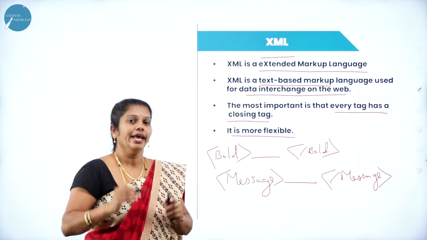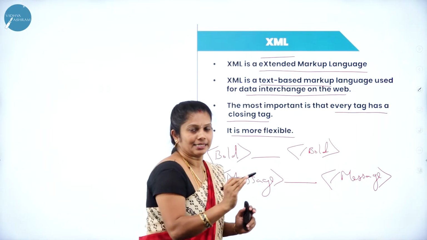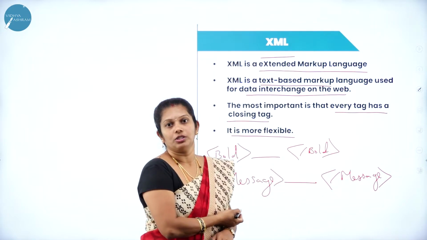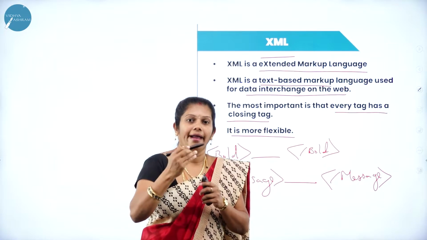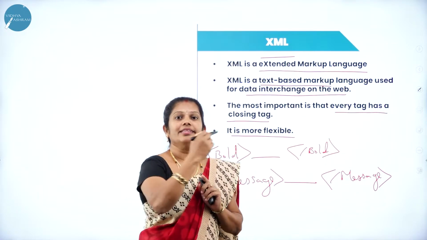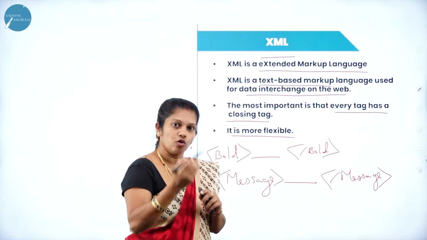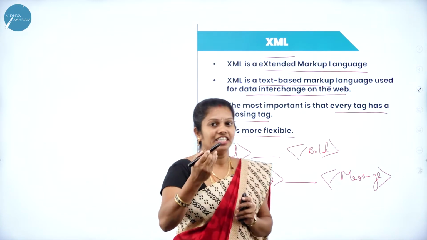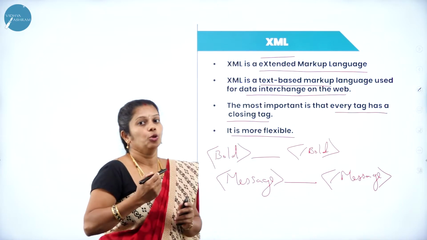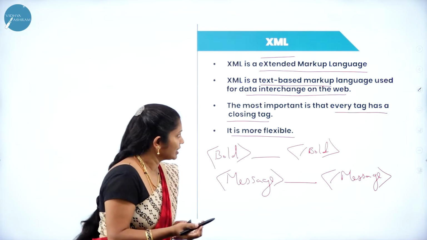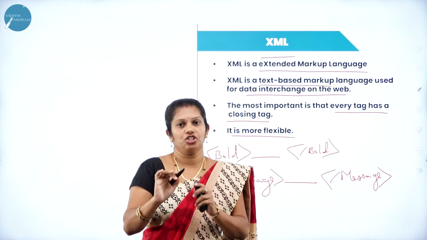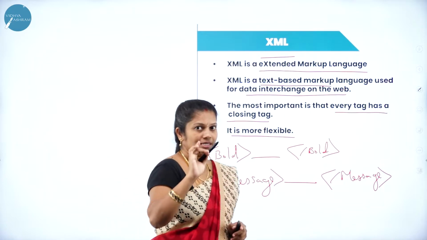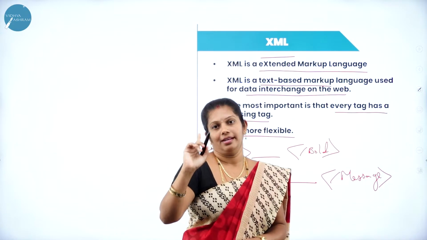Whereas in HTML, if I want to make the text italic, then I compulsorily have to use the I tag. Whereas here, it is optional. No need to write the I tag only. I can directly write italic. Then I can close the tag. And here it is more flexible. Text-based working will take place and interchanges can be performed here. No need to remember all the tags, more flexible, and every tag must have a closing tag. These are the few features of XML, that is Extended Markup Language.